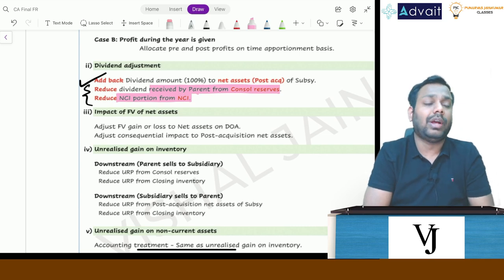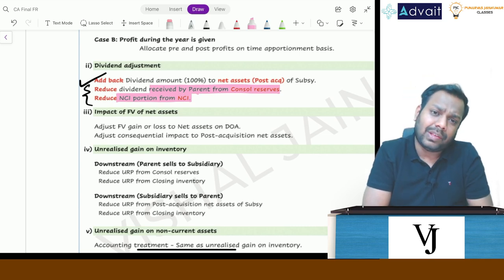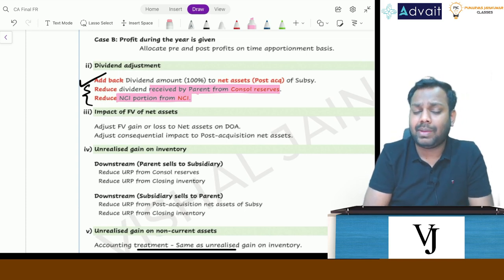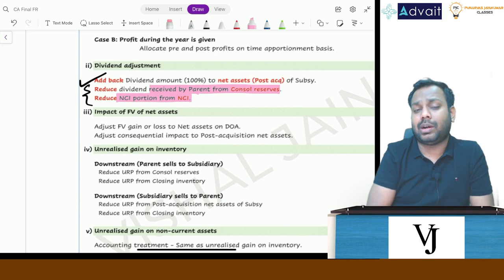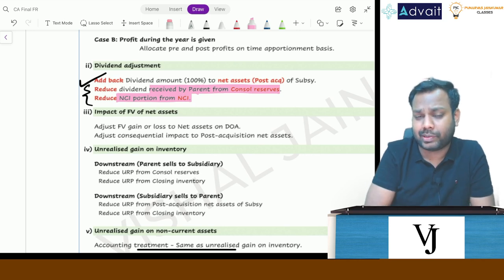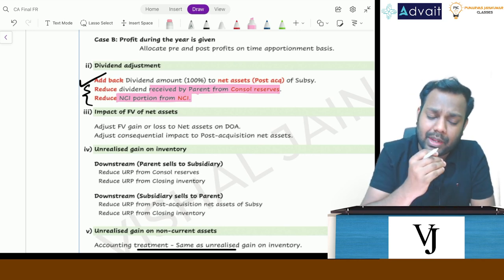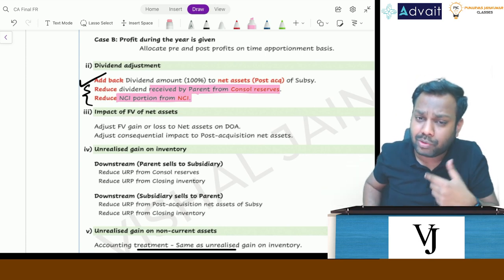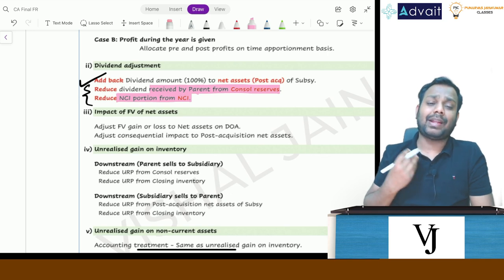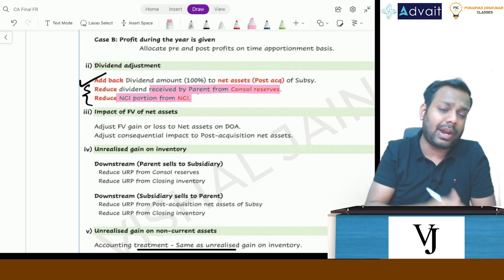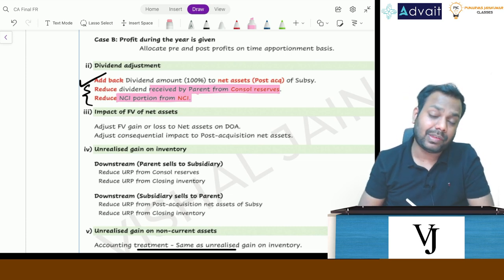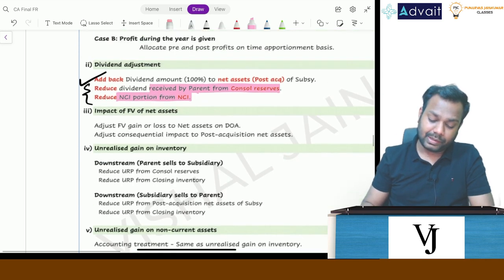Very good question. Let me explain. What is the meaning of NCI? The amount that we owe to NCI. NCI means the amount that we owe to the 30% or the 20% shareholders, right? From the amount that we owe, we pay a portion, don't you think we should reduce the amount that we owe? Let's suppose I say that I owe an amount of 10 rupees to you, and out of which I already paid 2 rupees. Don't you think I should reduce that amount? Right? So that's the reason I am reducing it from NCI. Okay, that's the dividend adjustment.